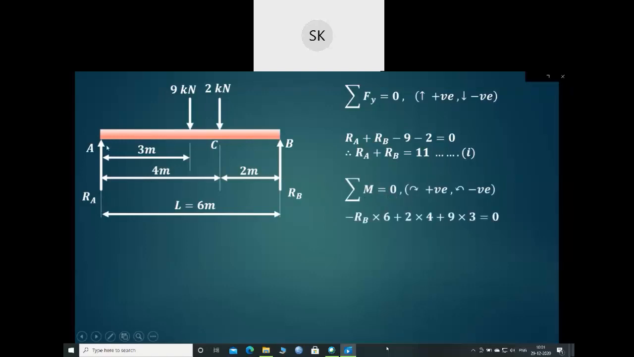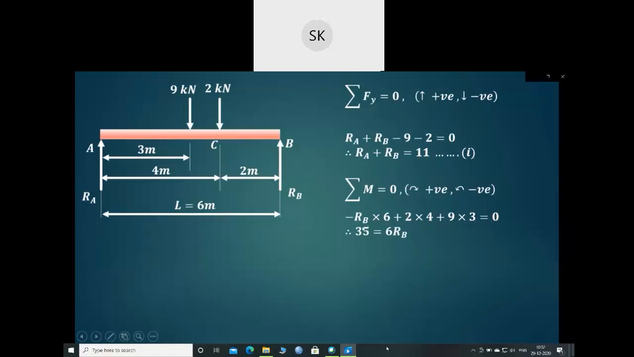Now we'll take moment about this point A. The arrow of this RB will go in the anti-clockwise direction towards A. As it is anti-clockwise, it is negative, and from B up to A the perpendicular distance is 6. So it is minus RB into 6. The arrow of this 2 kilonewton is going in the clockwise direction towards A, so it is 2 into 4. Then this 9 kilonewton is also producing clockwise moment, and the perpendicular distance from this point up to A is 3. So it is 9 into 3 is equal to 0.